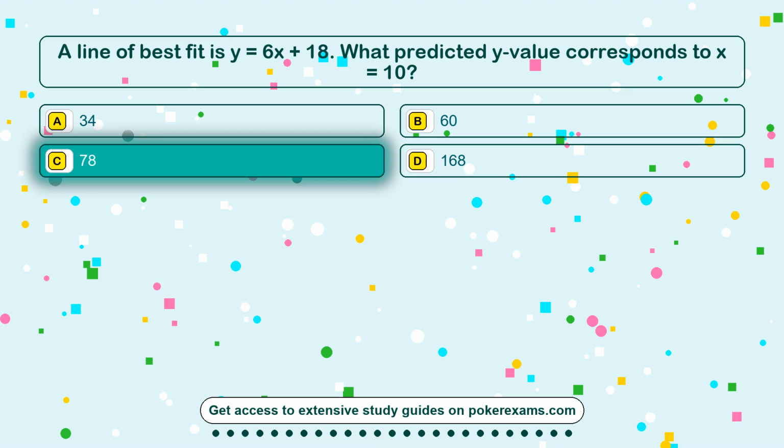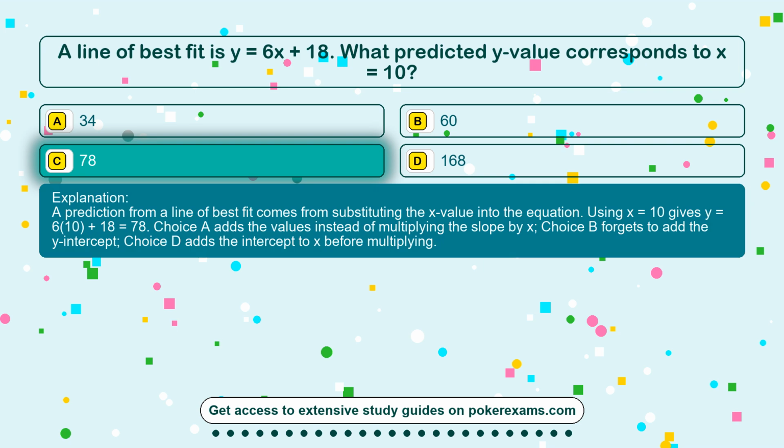The correct answer is option C, 78. A prediction from a line of best fit comes from substituting the x-value into the equation. Using x equals 10 gives y equals 6 times 10 plus 18 equals 78. Choice A adds the values instead of multiplying the slope by x, choice B forgets to add the y-intercept, choice D adds the intercept to x before multiplying.